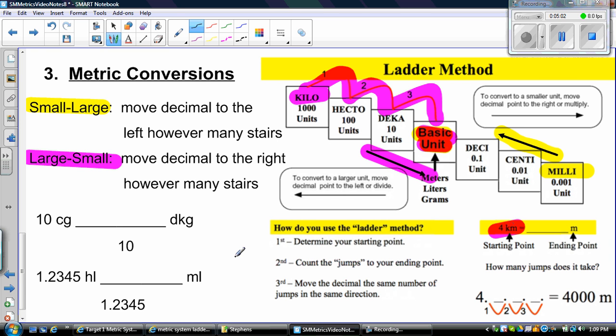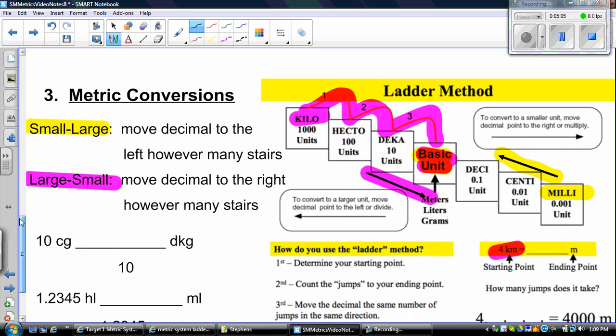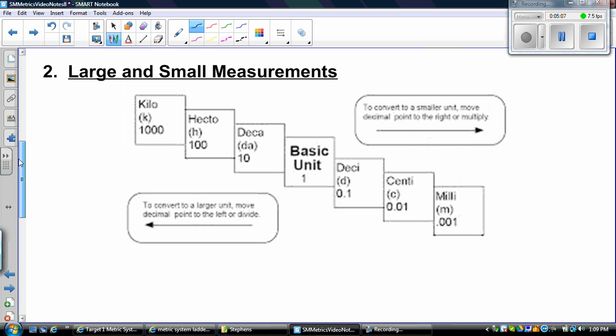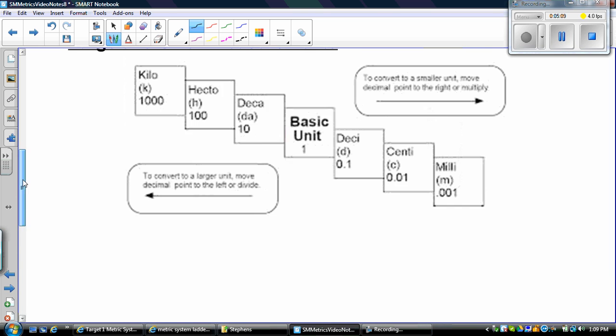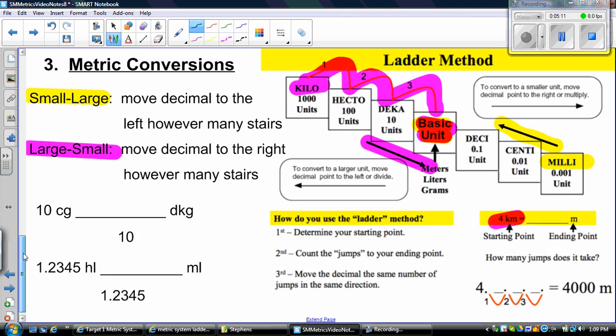And you can see that goes with what we said earlier. Kilo is 1,000 times bigger than a base unit. So if you have 4 kilos, to get to meters, you multiply 4 times 1,000 and you have 4,000.